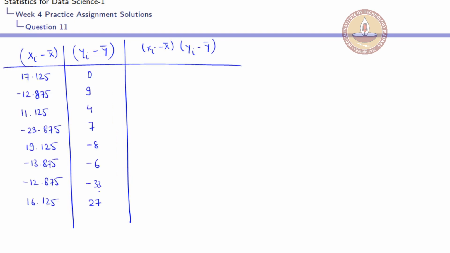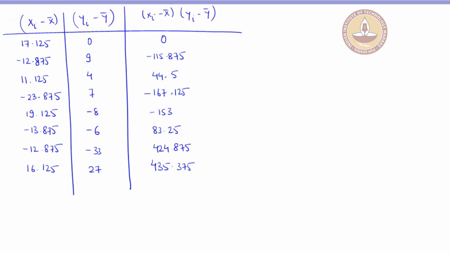Now let's find the product. So this is your 0. This is going to be minus 115.875. This is 44.5. This is minus 167.125. This is minus 153. This is going to be 83.25. This is 424.875. This is 435.375.